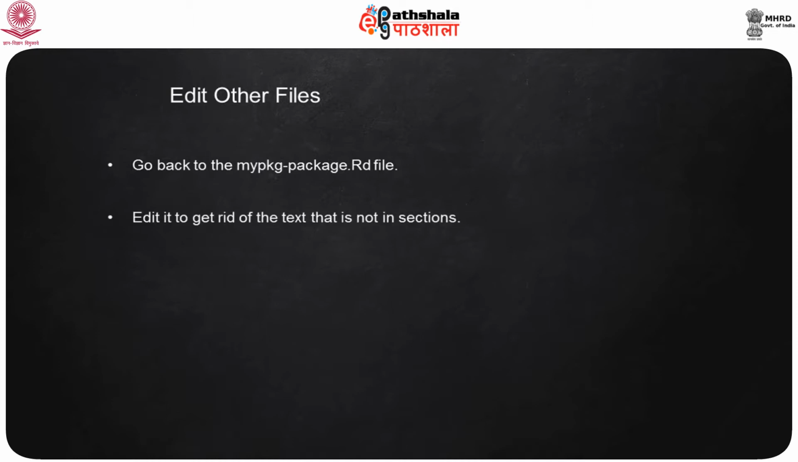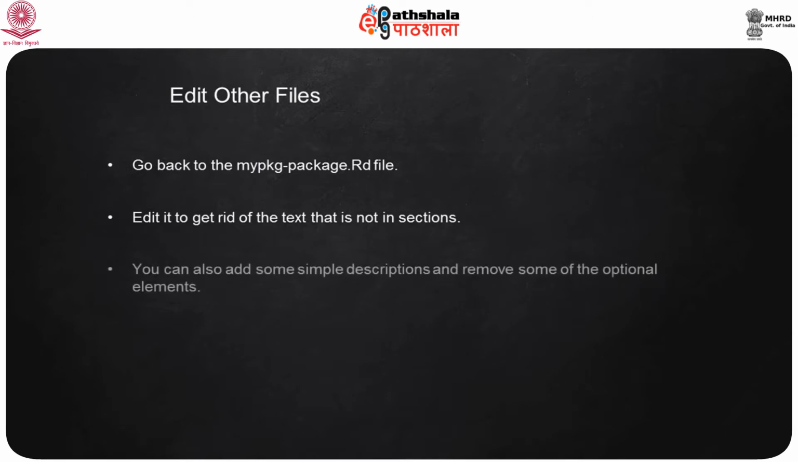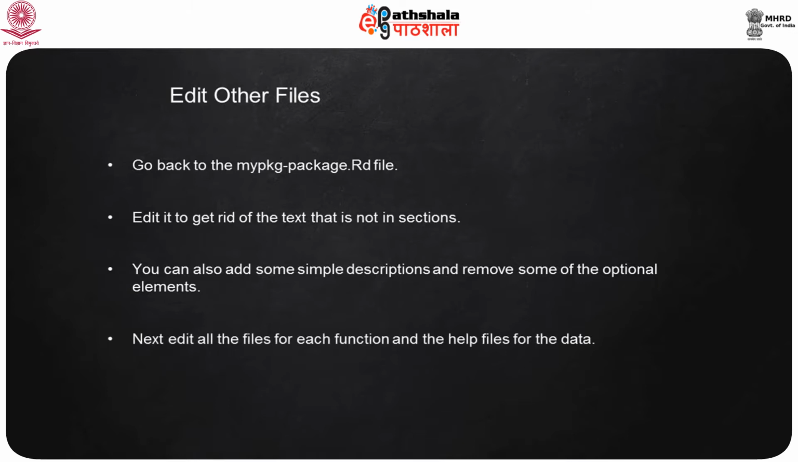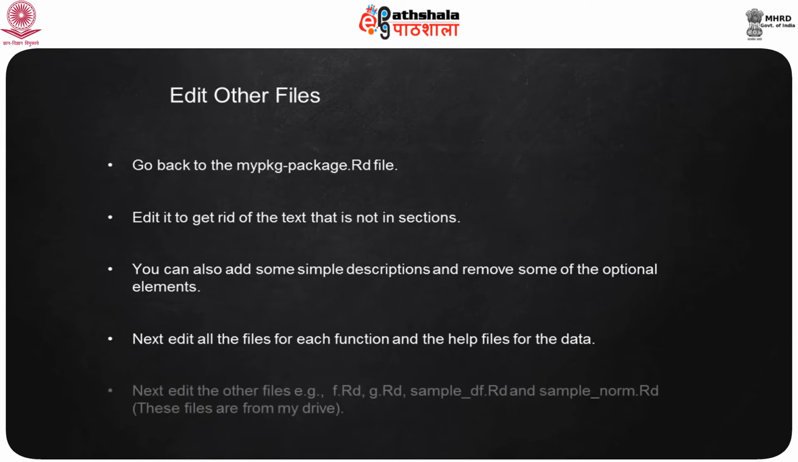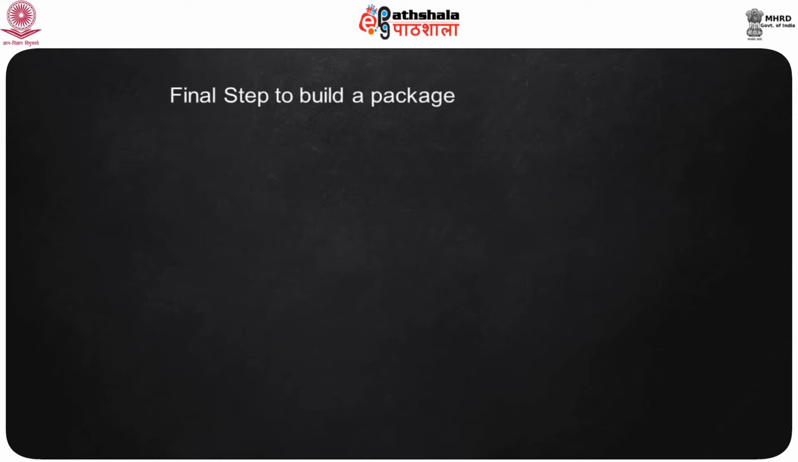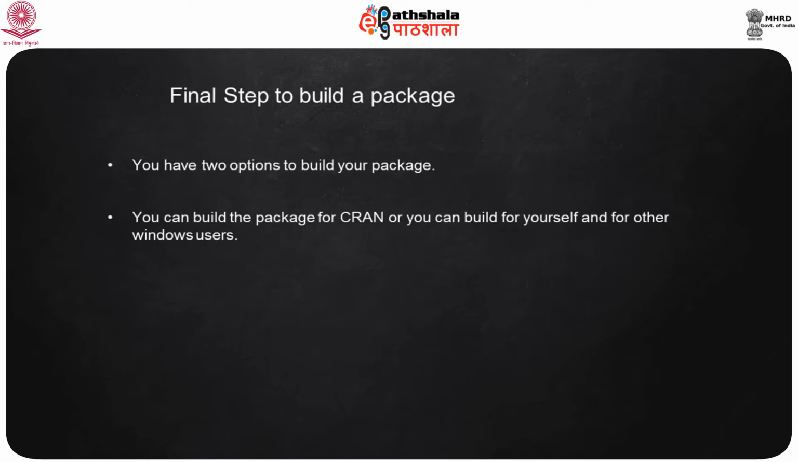Edit it to get rid of the text that is not in these sections. You can also add some simple descriptions and remove some of the optional elements. Next, edit all the files for each function and the help files for the data. Next, edit the other files, examples that had been given here like f.rd, g.rd, sample, df.rd, and many more. Now, you have two options to build your package. You can build the package for CRAN, or you can build for yourself and for other Windows users.